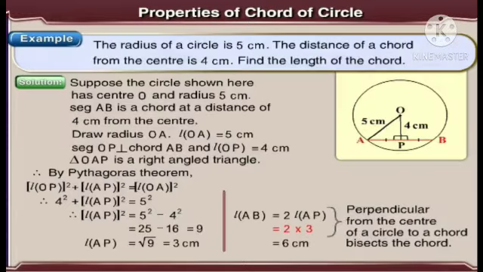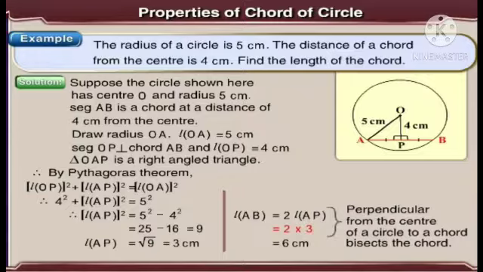Students, let us do one example. The radius of a circle is 5 cm. The distance of a chord from the center is 4 cm. Find the length of the chord. Let's see this. Here's the diagram. Suppose the circle shown here has center O and radius 5 cm. Segment AB is a chord at a distance of 4 cm from the center.